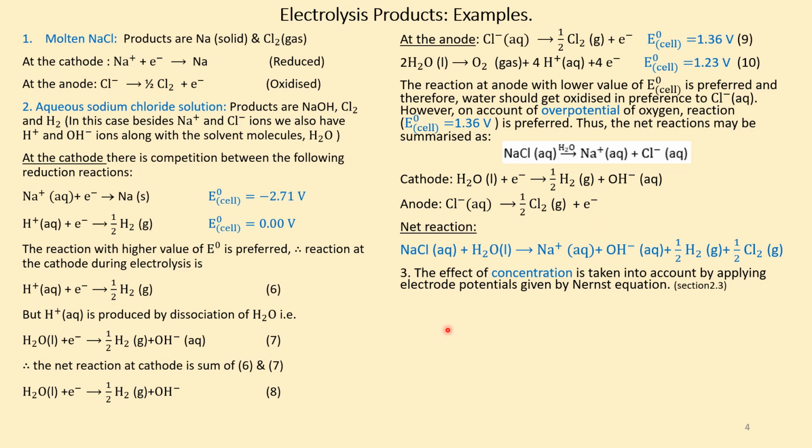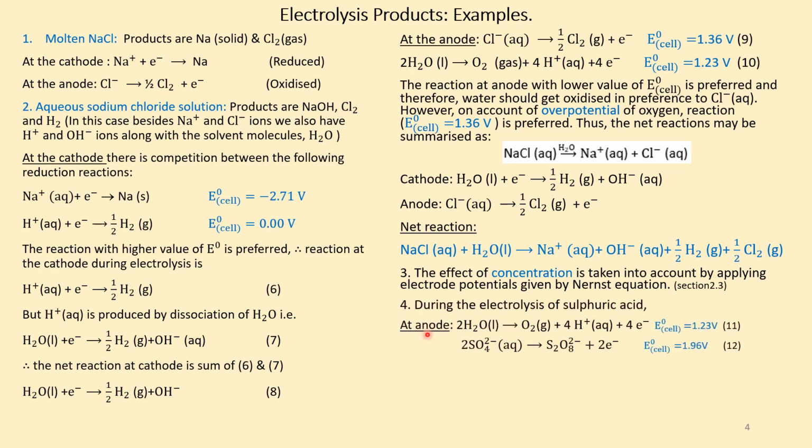Now, if you want to see the effect of concentration, we have to replace the standard electrode potential by the electrode potentials given by the Nernst equation, which we studied in section 2.3. So, during the electrolysis of sulfuric acid, for example, there may be a case of concentrated sulfuric acid or dilute also. At the anode, we have H2O liquid oxidizes to form oxygen plus 4H+ plus 4e-, as seen in equation 10.